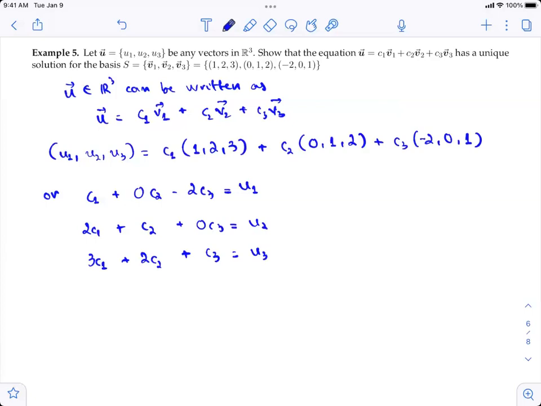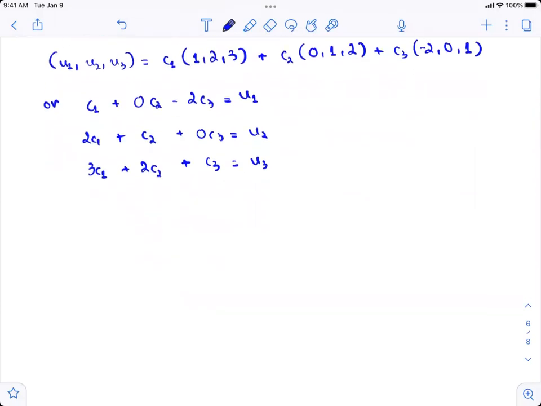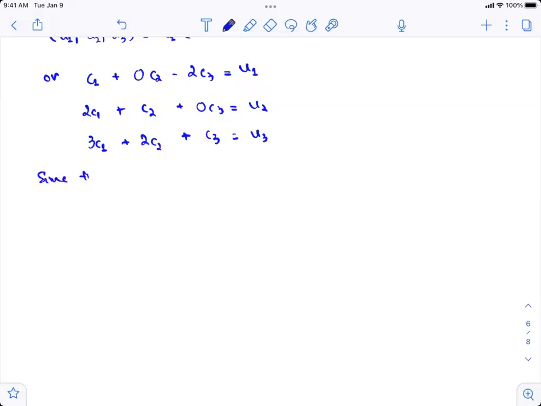But there's a way to show that if given values for U1, U2, and U3, you can explicitly write down the values of C1, C2, and C3, and that is to find the determinant of the coefficient matrix. When the determinant of the coefficient matrix is different from zero, that is, the matrix is invertible, you can find A inverse, and then you can find the solution for C1, C2, and C3. We found the determinant of this coefficient matrix in example four, and it's equal to negative one. So the system has a unique solution, since the determinant of the coefficient matrix is different from zero.